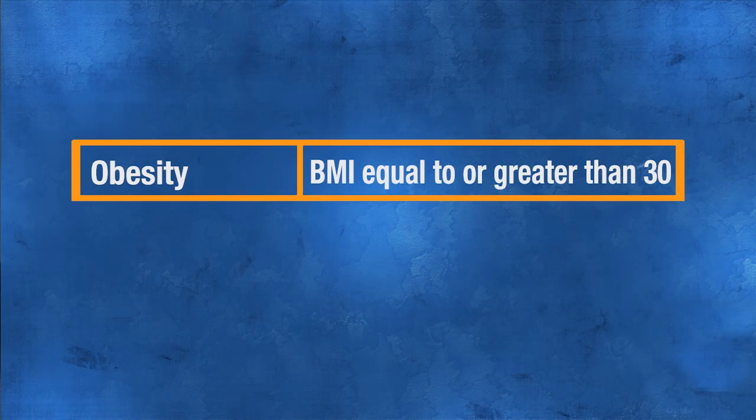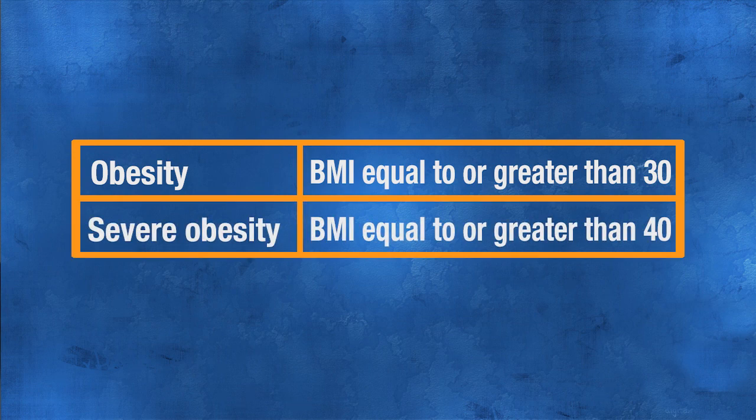Obesity is defined as having a BMI equal to or greater than 30. Severe obesity is defined as having a BMI equal to or greater than 40. People suffering from severe obesity, a BMI equal to or greater than 40, or whose weight is about 45 kilograms or 100 pounds over their healthy weight, may be candidates for obesity surgery, also referred to as bariatric surgery.